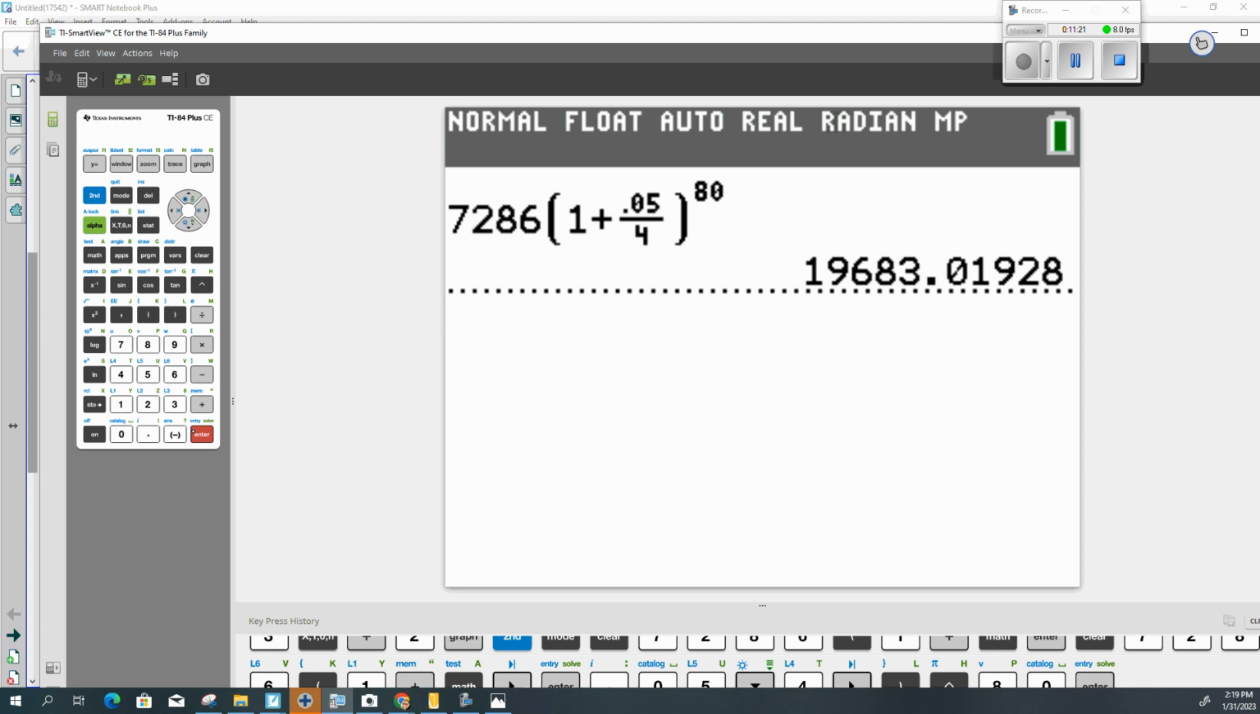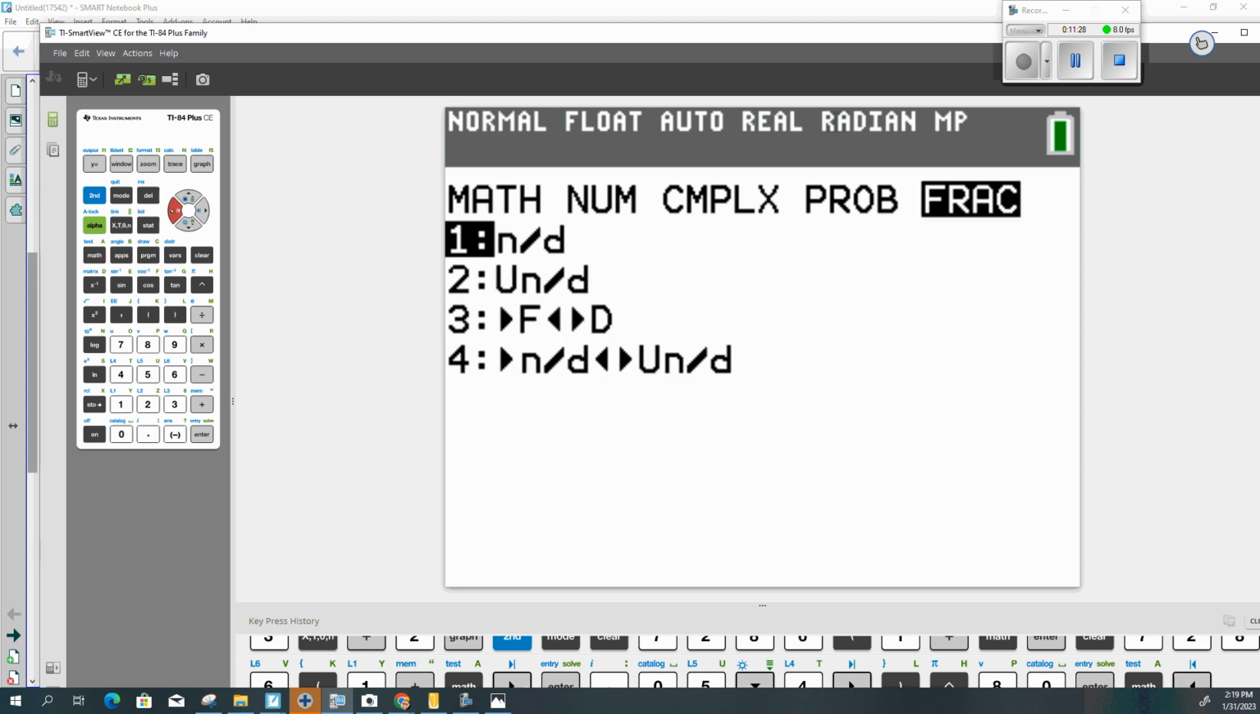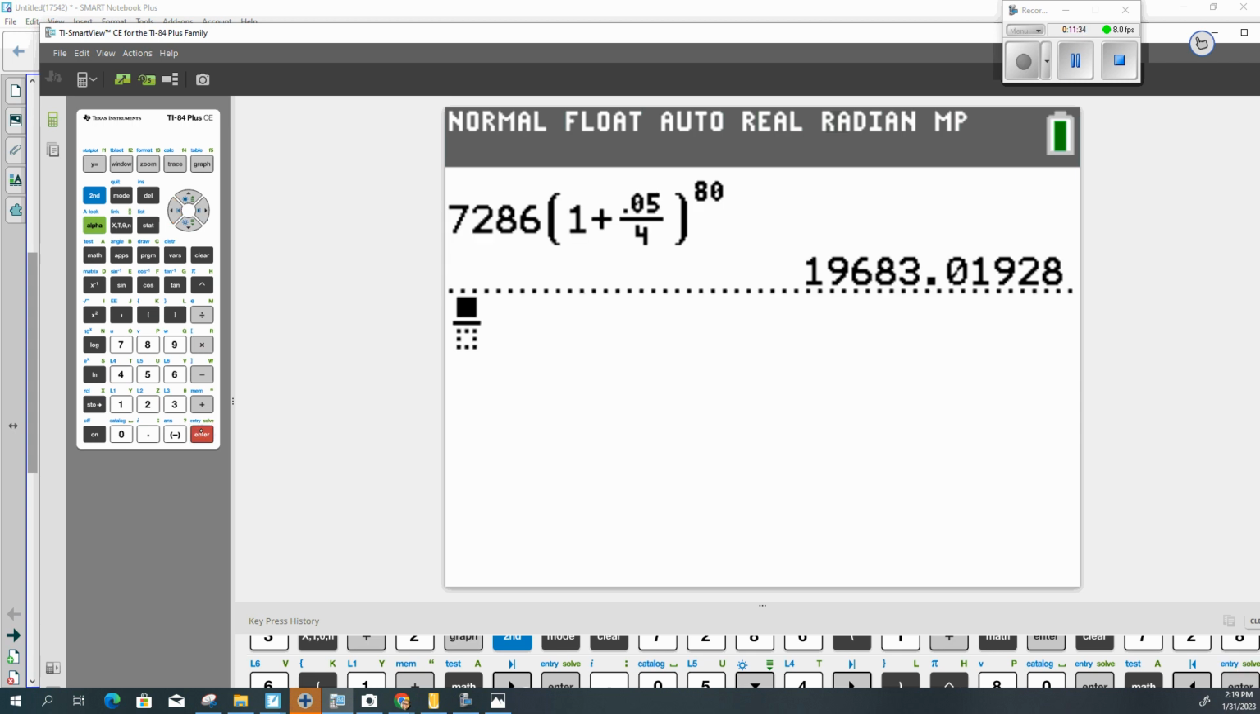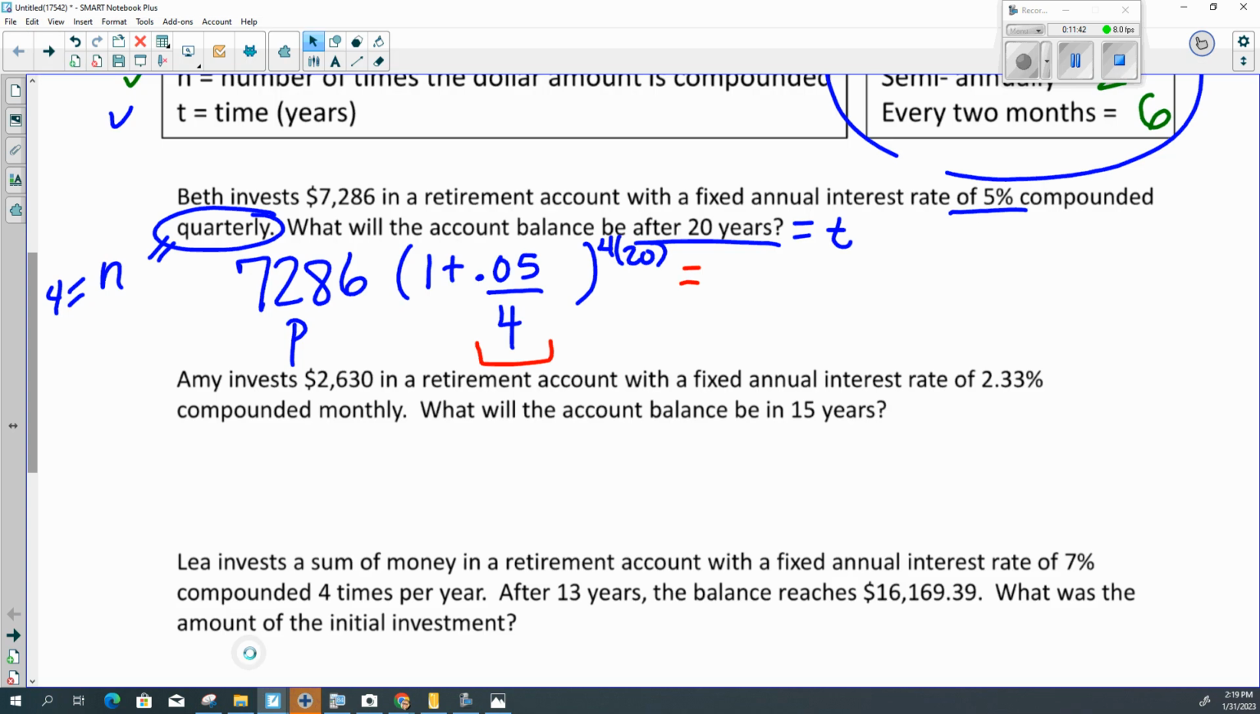So to get to my fraction, I push the math button, which is under the green one. So you'll push math. If you push your left arrow, it should take you to fraction. And this top one, n/d, will give you the numerator and denominator boxes. Some people have a shortcut. If you don't, that's how you can get to it. Okay, go write that in as your answer.